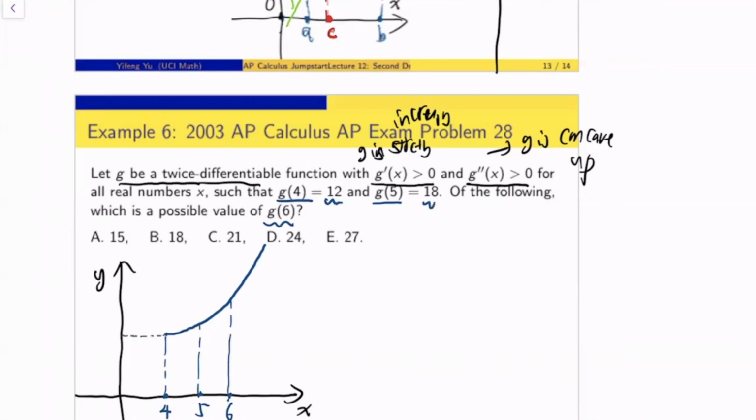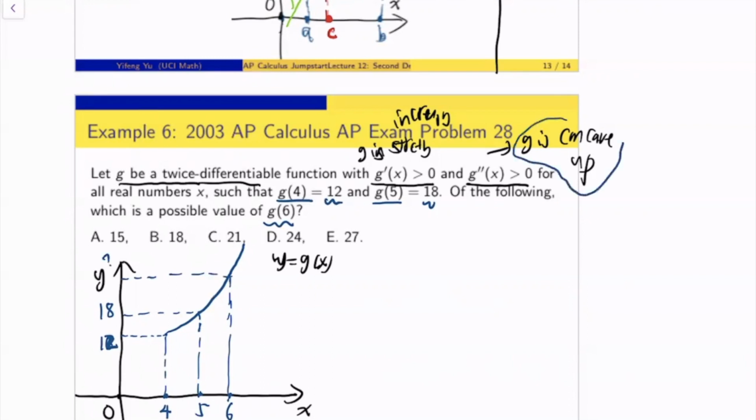Let me make it more steep, just to make it look nice. All right, so this one will be 12 and this will be 18. This is y equals G(x). So the question is, what is the possible value of G(6)? Remember, this function is concave up.